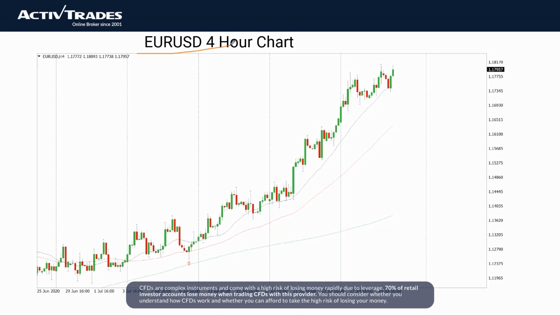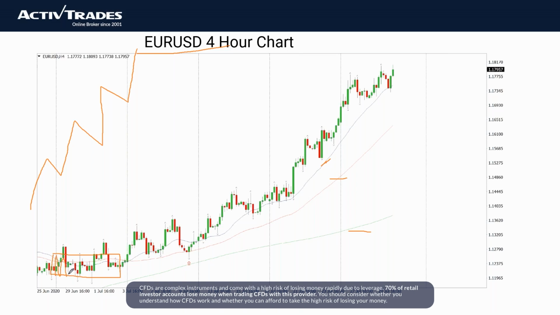This is Euro Dollar on the 4-hour chart. Price is making higher highs and higher lows. Remember, price never moves in a straight line, but price was also respecting the moving averages. On all my charts, you'll see I've got a blue 20 period moving average, a red 50, and a green 200.